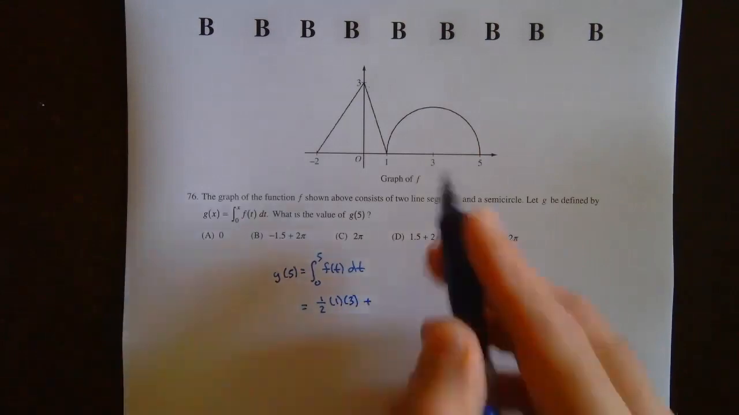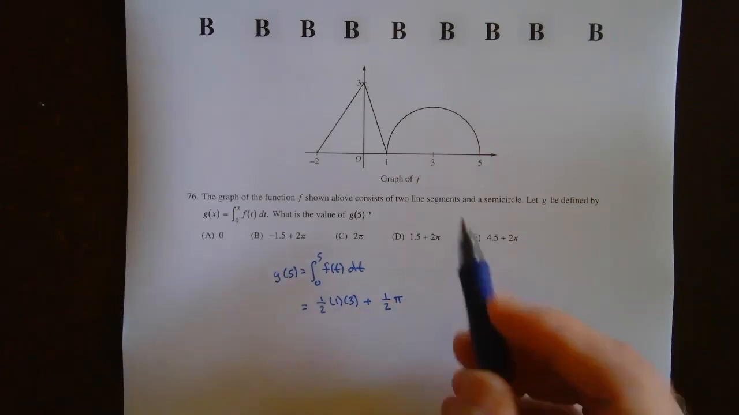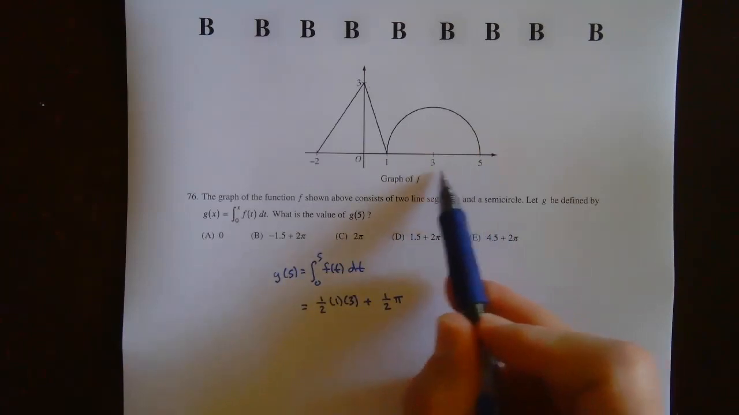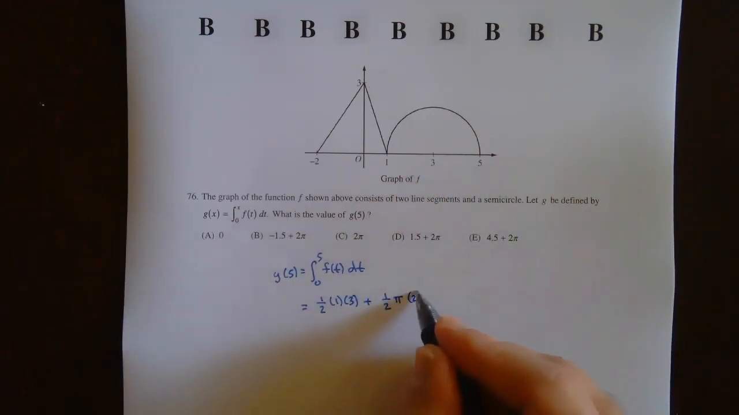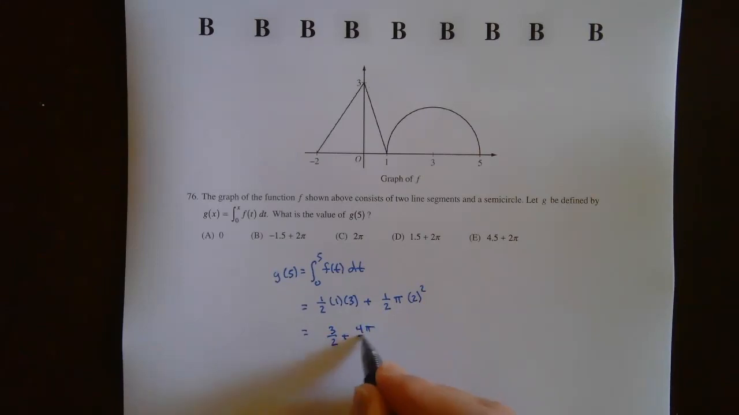and then plus, we have to get the area of this semicircle, right? And that'd be 1/2 pi r squared. Okay, and r goes from 3 to 5, so that's a radius of 2. So 2 squared. And so this is equal to 3/2 plus 4 pi over 2.